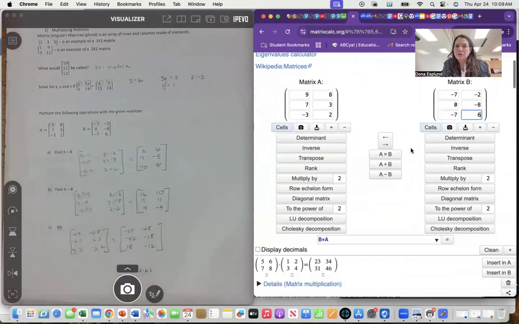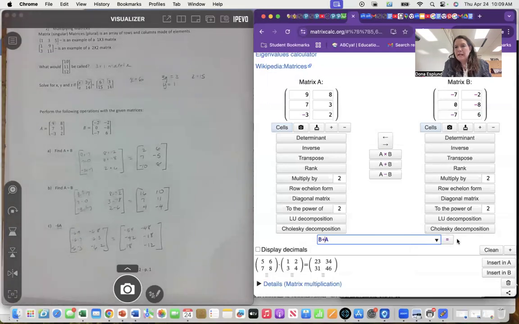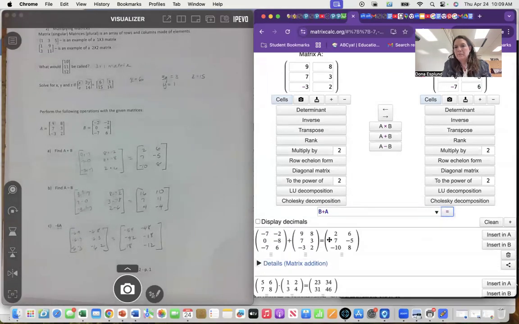So I can go ahead and just check my work. I can put them here. I can actually go A plus B, what we did the very first one, and then ask it to compute, and it's going to tell me my details of what I got. And so if you notice, that's the same thing that I had earlier.